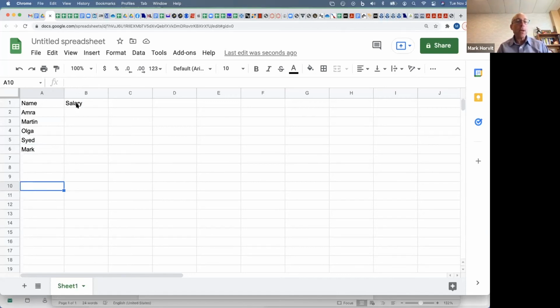If you like, sometimes I like the headers to be in bold. I just find it easier to read. You can highlight the whole row by clicking on the number 1. You highlight the whole row blue. You can do Control B, Command B, depending on the kind of computer you have. You don't have to do this. I just find it easier to read. All right. So we have our company and we have 5 employees.